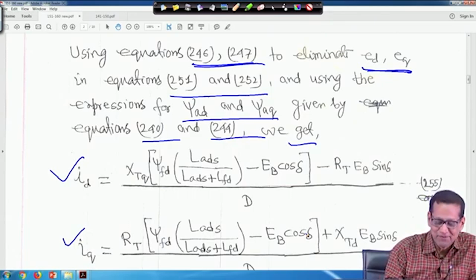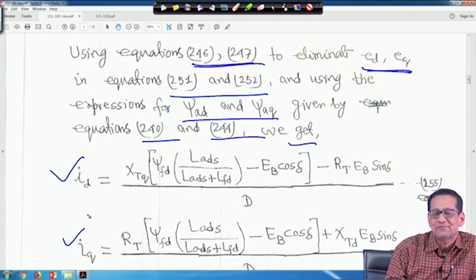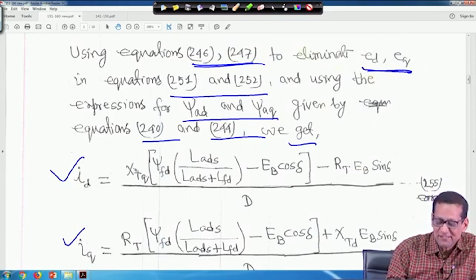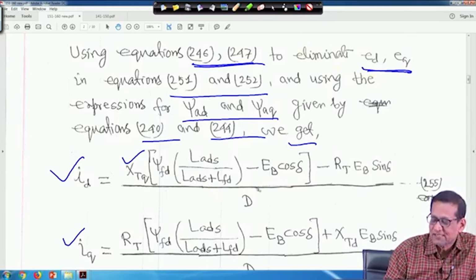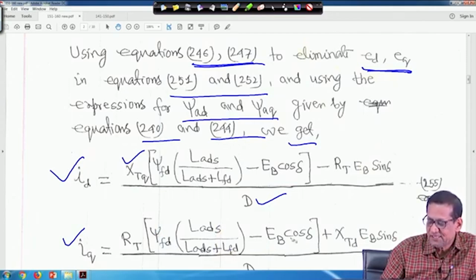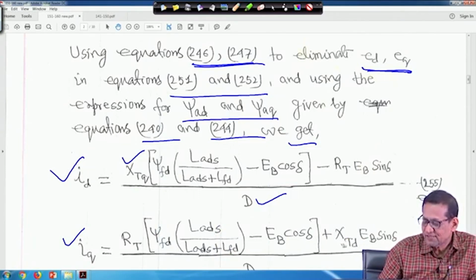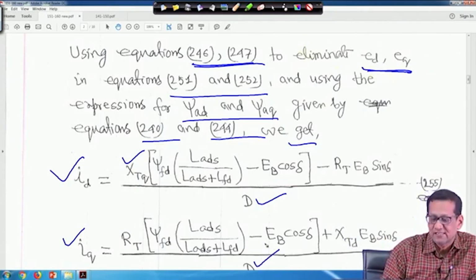Now, to derive an expression for ID and IQ, because we need the small perturbation model. ID is a function of XTQ: it is equal to XTQ times (psi FD LADS upon LADS plus LFD, minus EB cos delta), minus RT EB sin delta, divided by D. What D is, I will give. Similarly, IQ will be RT psi FD LADS upon LADS plus LFD minus EB cos delta, plus XTD EB sin delta, divided by D. The same D is here.